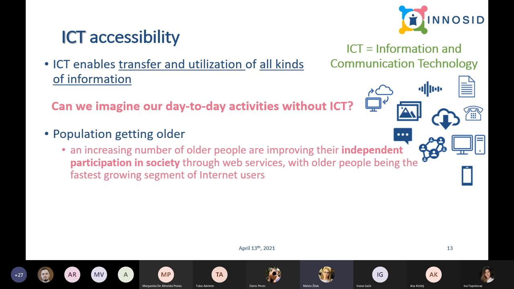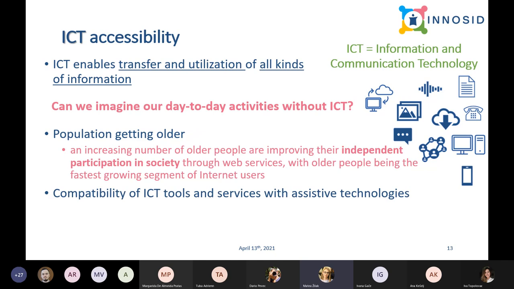So the digital revolution brought many benefits, but we need to think about not reinforcing the existing inequalities and achieve accessible ICT. Why is this even more important? Here on the slide you can see the population is getting older. As you already know, with aging, some disabilities in older people take place, such as hearing, visual, and cognitive disabilities. So in order for them to have independent participation in society, accessible ICT is needed. Besides this, compatibility of ICT tools and services with assistive technology is also very appreciated.